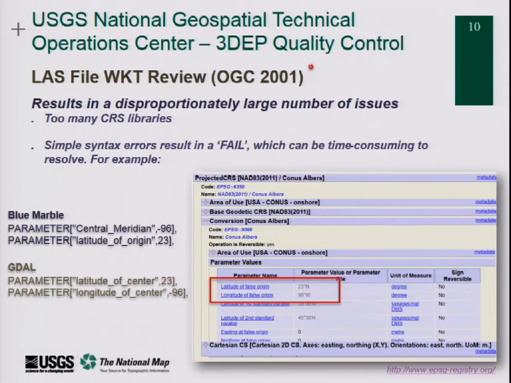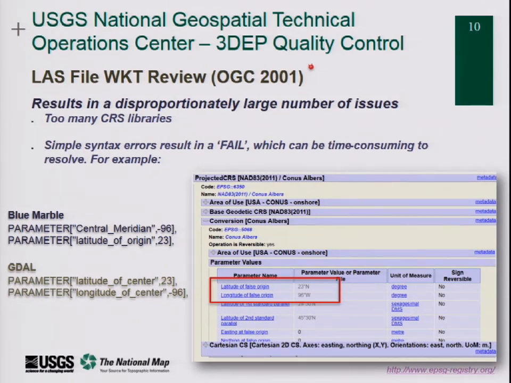Here we have a situation where the Blue Marble transformation engine calls these two parameters central meridian and latitude of origin. GDAL, which is an open source vector editing and data library, has different terminology: latitude of center, longitude of center. This simple syntax discrepancy causes the whole process to come to a screeching halt, and it's really frustrating. And here we have the EPSG website, EPSG being the authority on global coordinate reference systems. They have something entirely different. So the values, the latitude and longitude, are identical, 23 latitude, negative 96 longitude. But because we have different words in there, it causes the software to fail.